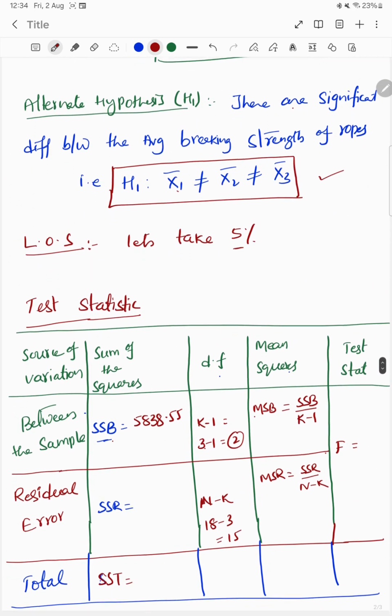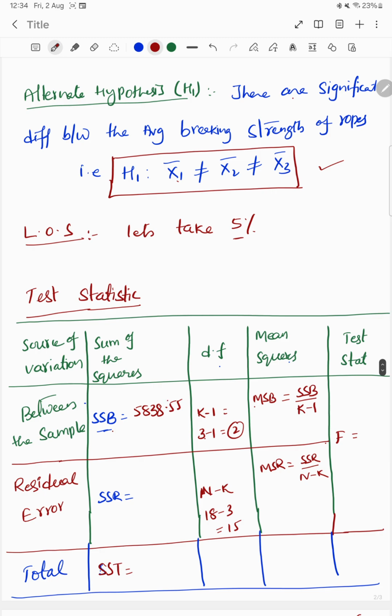5838.45. So this is SSB, 5838.45. Okay, I hope you understand till now. Once you get SSB, and we already have k minus 1, we can go for MSB. MSB is nothing but 5838.45 by k minus 1, which is 2.